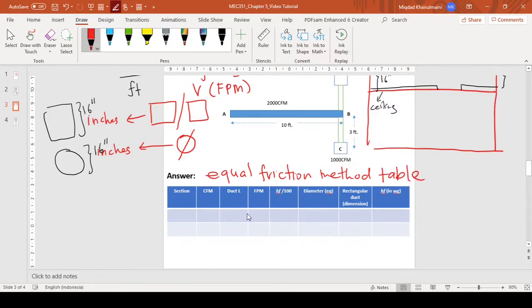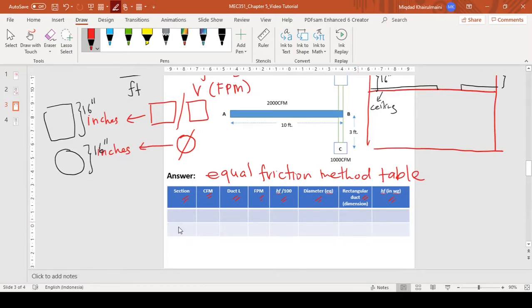So we can fill in. The equal friction method table has 8 columns. We have the section column, the CFM column, the ducting length column, the FPM column, the friction HF per 100 feet, the size diameter, the size in rectangular size, and the pressure loss in units of water gauge. The number of rows depends on the number of sections. Here we have two sections, A, B and B, C, so we have two rows.